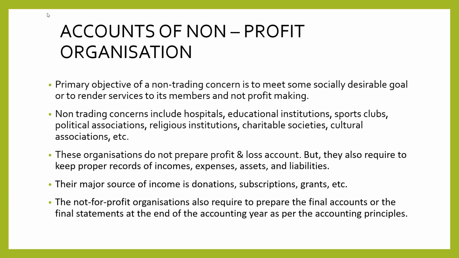All business concerns can be divided into two categories, namely trading concern and non-trading concern. The basic distinction between trading and non-trading concern is that they have different reasons for their existence. The primary objective of a trading concern is to make and maximize profit for its owners through a sale of goods or rendering services to its customer.